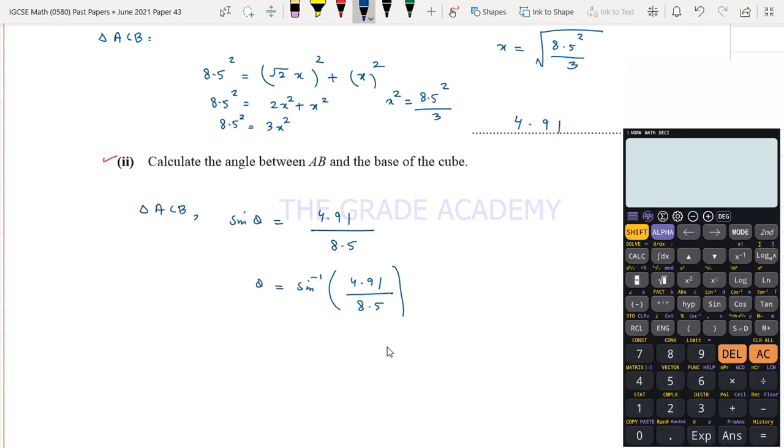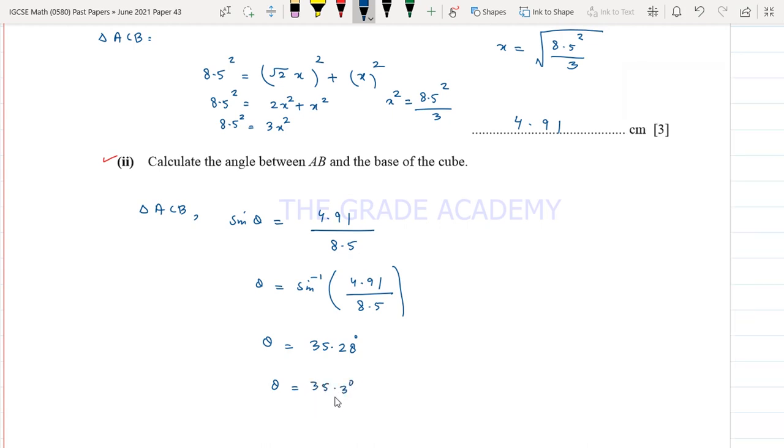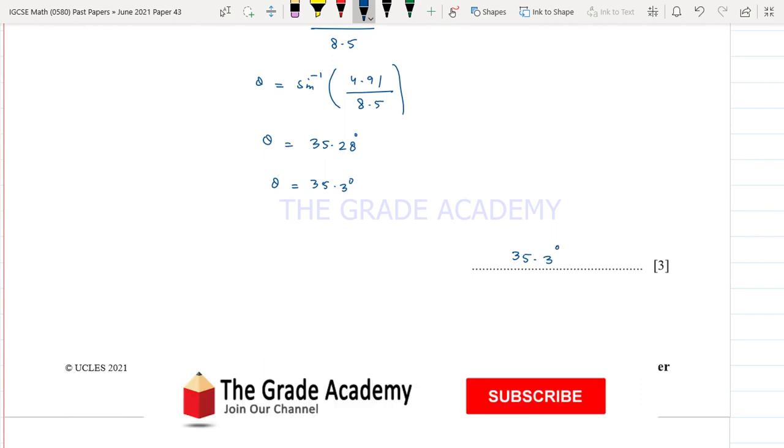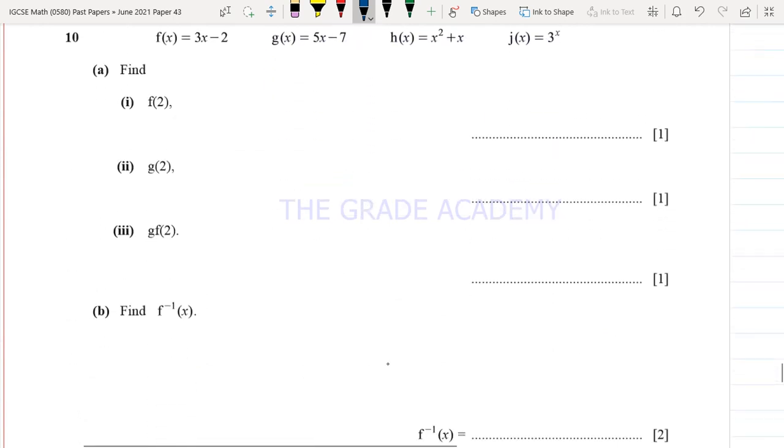So which gives us 35.28. So correct to one decimal place, because the angles are given correct to one decimal place, this is equal to 35.3 degree. So the angle is 35.3 degree. Now the question number 10 of the paper here.